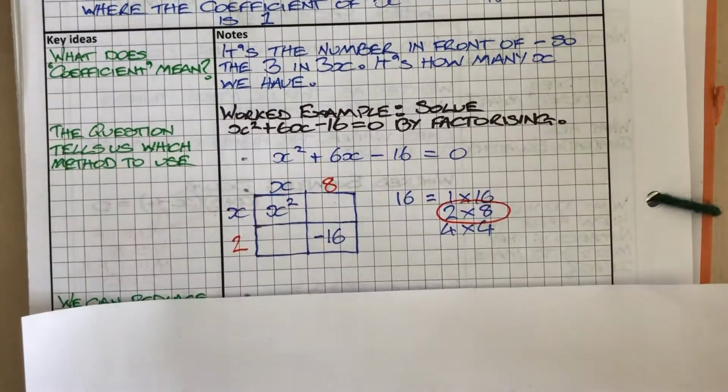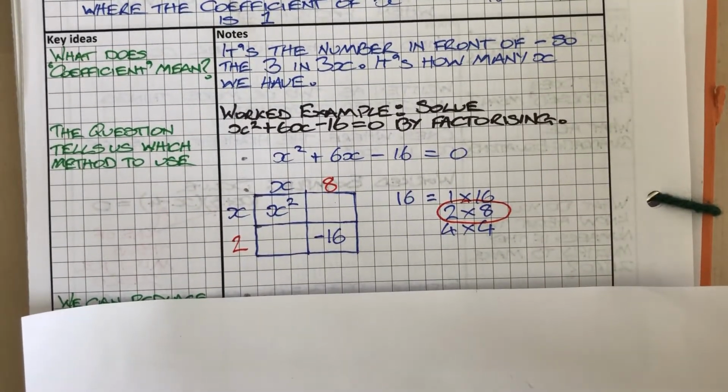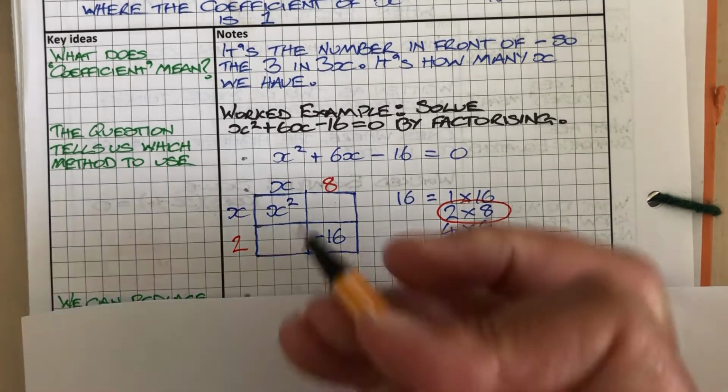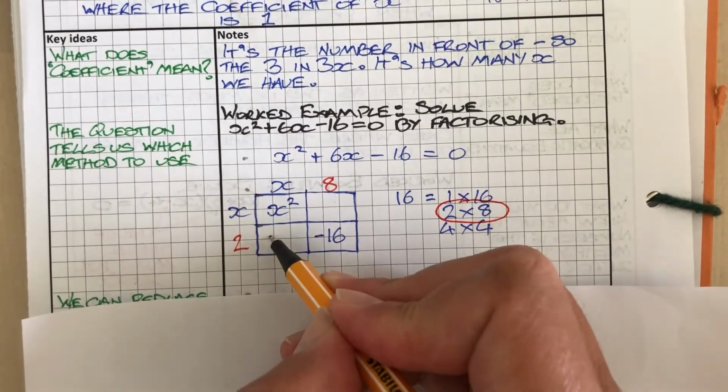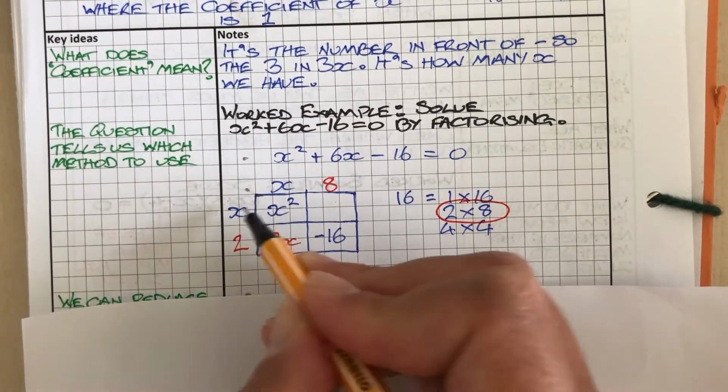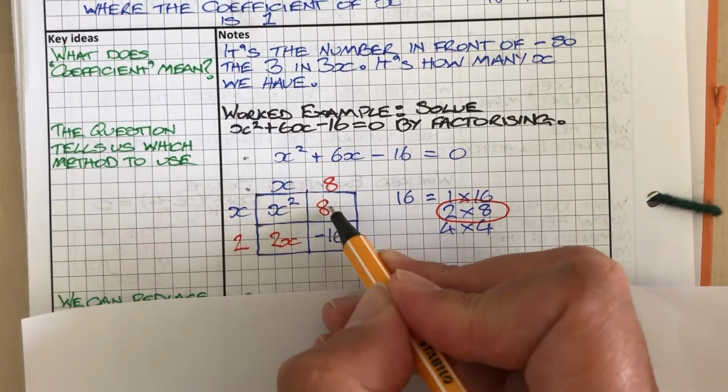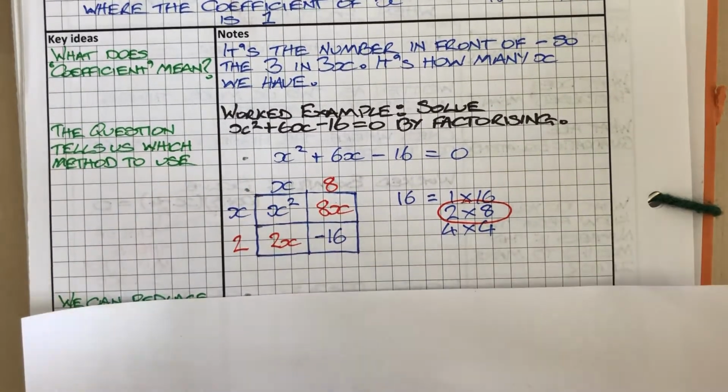If I put them the other way around, that's perfectly fine. Nobody's worried about that. So 2 times x would give me 2x in this box. X times 8 would give me 8x in this box.